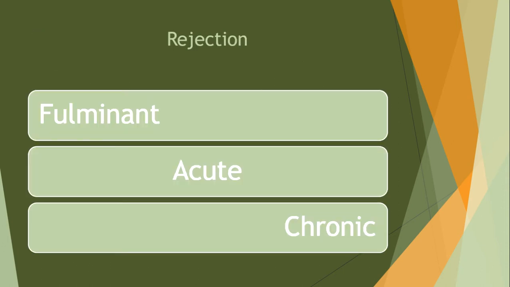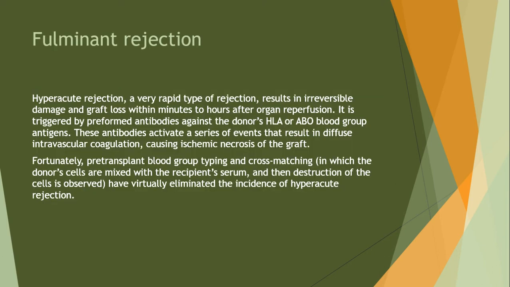We have three different types of rejection. It's fulminant rejection, acute rejection, and chronic rejection. Fulminant rejection, hyperacute rejection, a very rapid type of rejection, results in irreversible damage and graft loss within minutes to hours after organ reperfusion. It is triggered by preformed antibodies against the donor HLA or ABO blood group antigens.